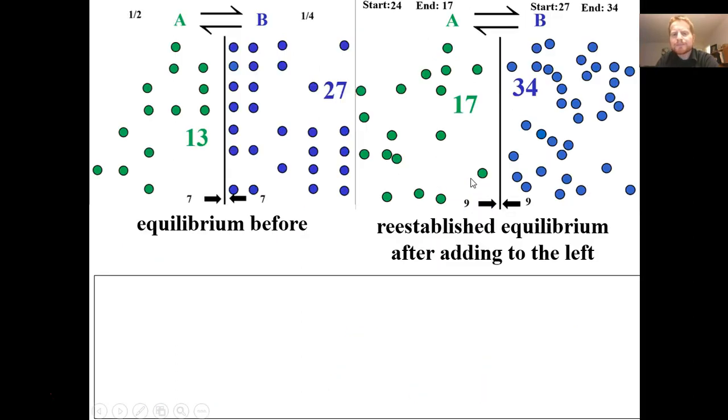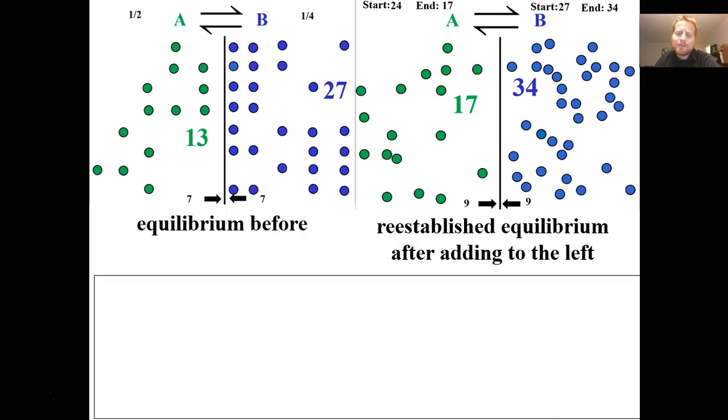Let's do our comparison. When we first established equilibrium, we had 13 reactants and 27 products. After we added a stress to the reactant side of the reaction vessel, and we allowed equilibrium to be reestablished, there was a change. We added to the reactants to start this, and over the course of the equilibrium, we went from 24 reactants to 17 reactants, and from 27 products to 34 products. So did this reaction shift more toward the products or the reactants? We can see it shifted toward the products, right?